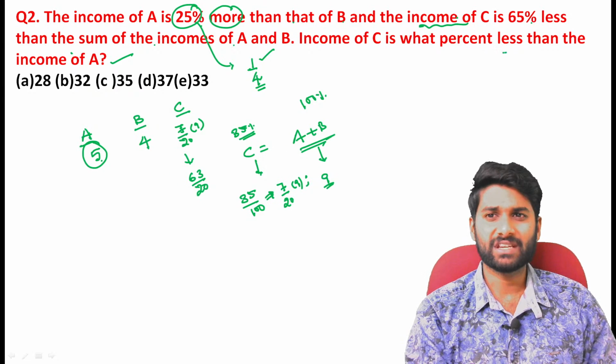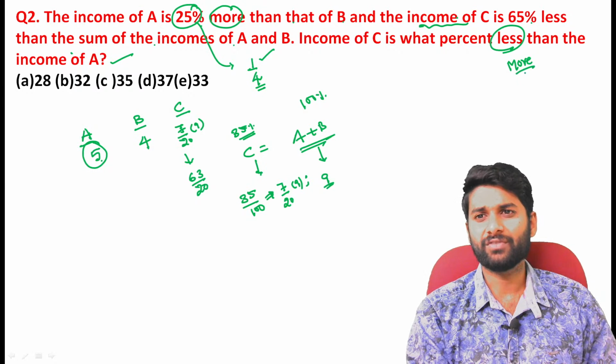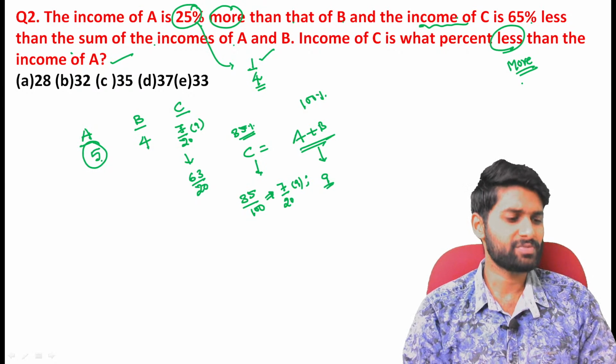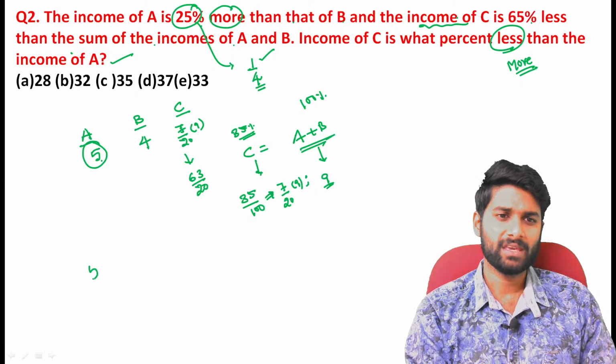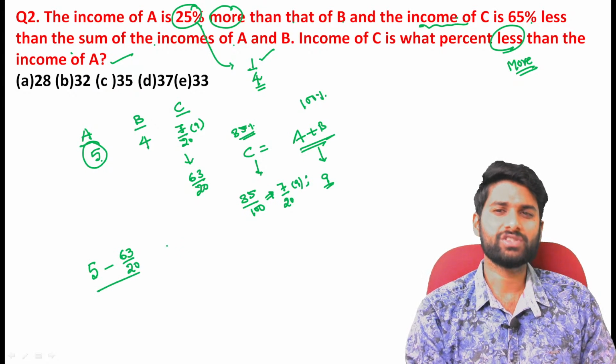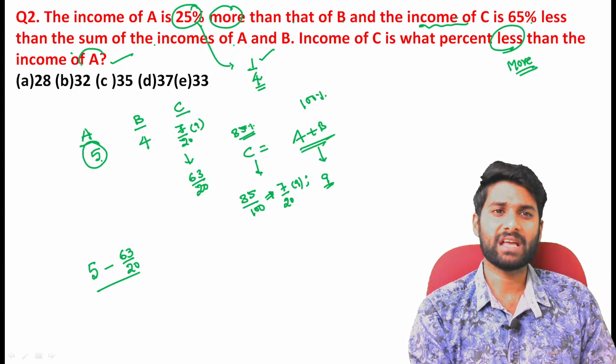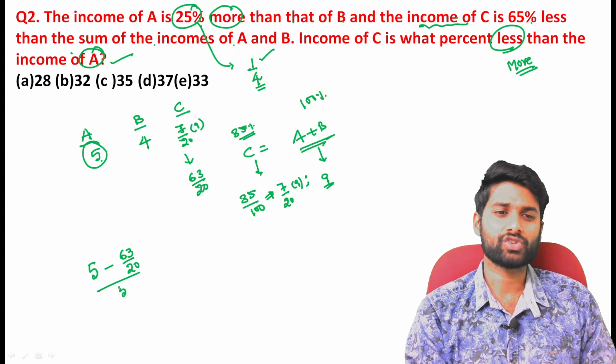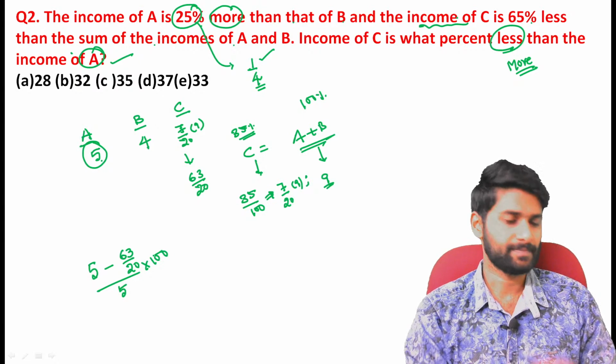What I mentioned is that if any question term is related to less or more, it can indicate the difference between the variables. What is the difference? See, here 5 minus 63 by 20. Here the most important thing is the last term in the question. What is the last term here? A. The last term in the question is always the denominator.